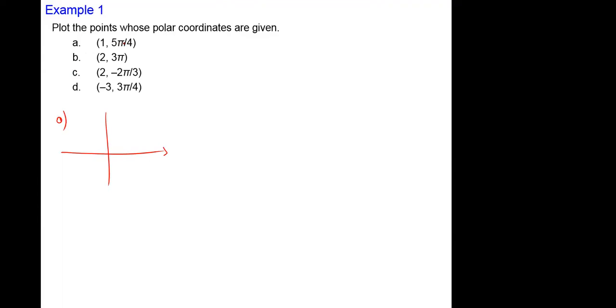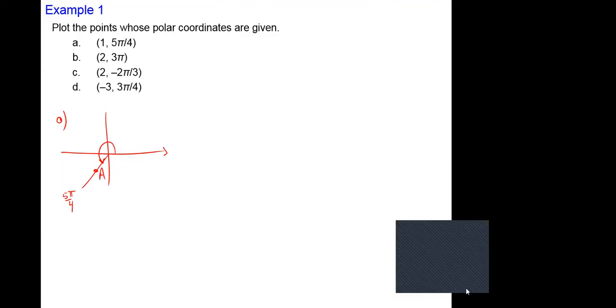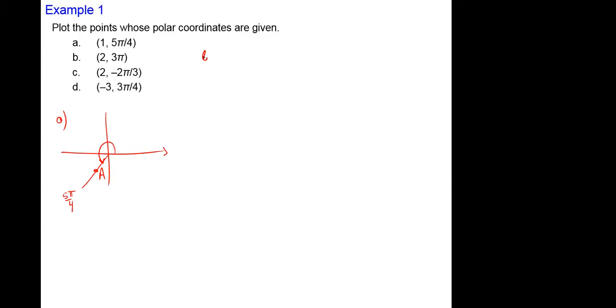Okay, 5 pi over 4. I need that angle: 1, 2, 3, 4, 5. That means this is my angle, 5 pi over 4, and I need distance 1. Let's say this is 1. This will be point A. Now B, 3 pi. 3 pi means 2 pi and another pi. This is the angle 3 pi, and the distance 2, 1, 2. This is the point B.